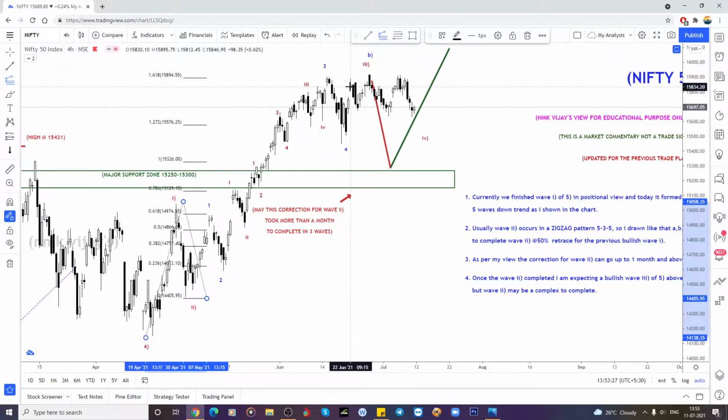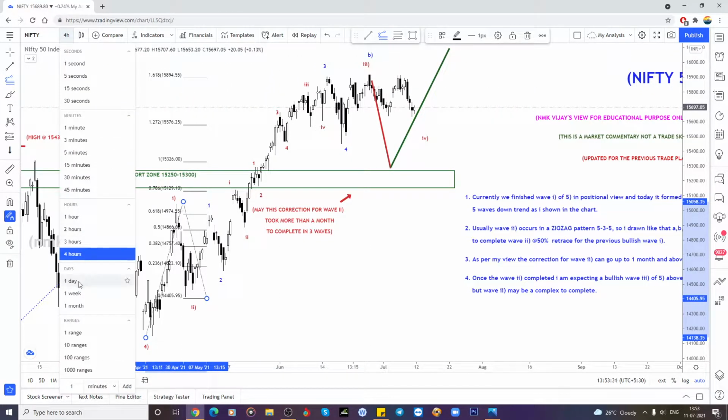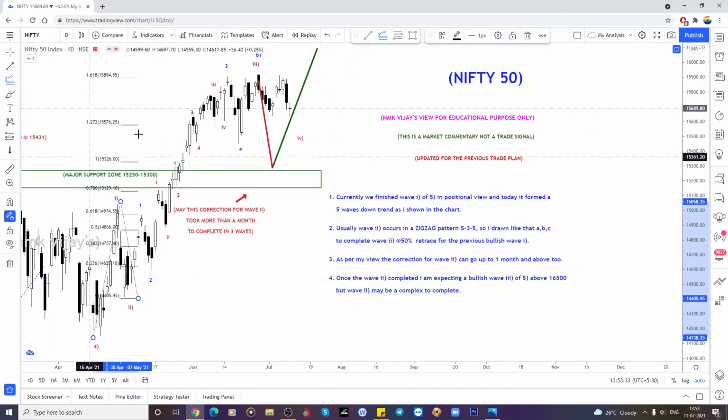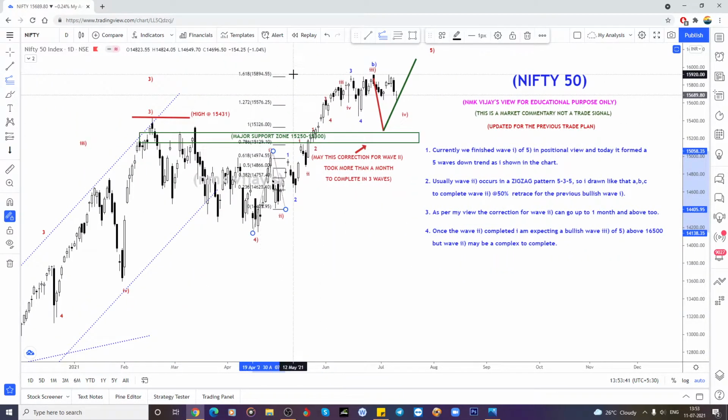1, 2, 3, 4, 5, 6. Same thing in the daily chart, it is a triple top or 4 times. 1, 2, 3, 4, 5, 6. So these are all the rejection zones, and exactly it is at 1618.